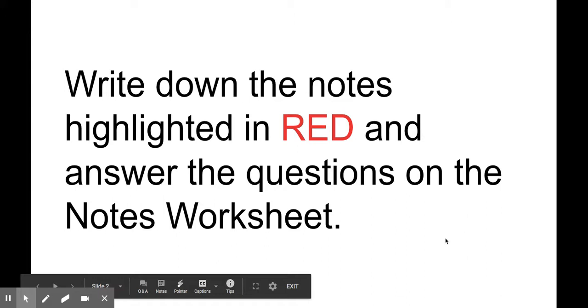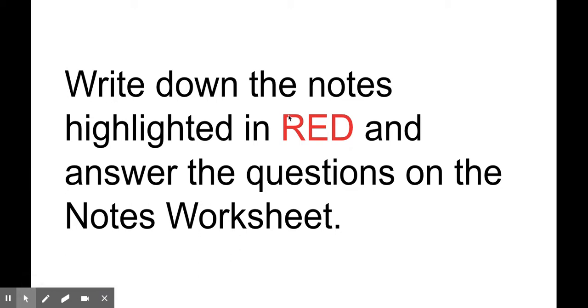You guys have the note sheet. You can download that from Schoology, and then on that note sheet, you need to write down the words that are in red. Either handwrite or type the notes in red in Notability, and you'll be turning that in for a grade.